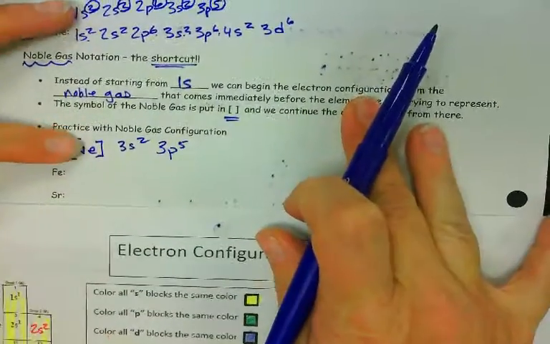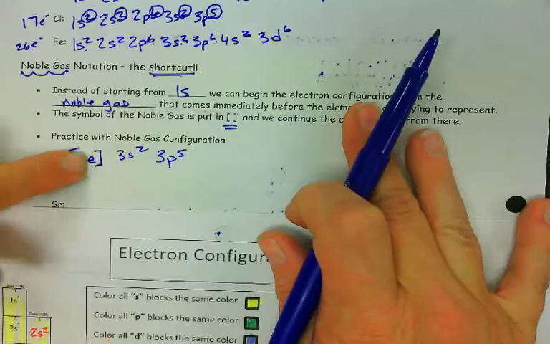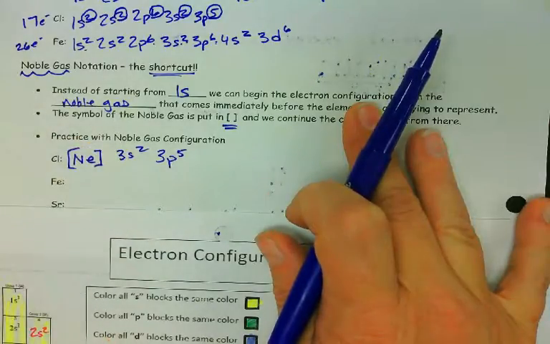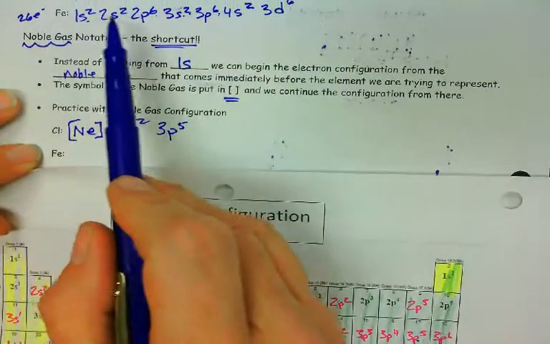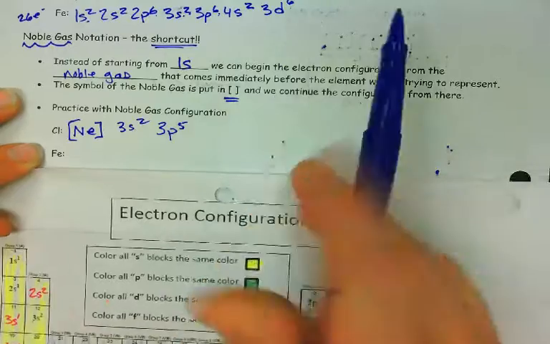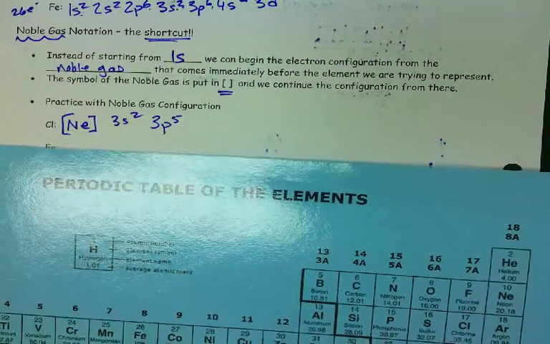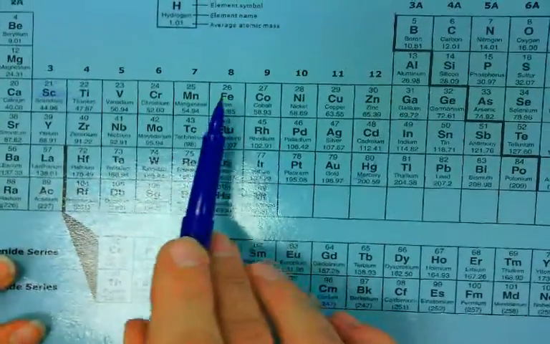You can see the difference between the two. Okay? One's got a lot less writing. So it's basically that shortcut, noble gas, with the stuff that comes after it, to be more specific. So iron was really long. Okay? We had to write all the way across. So we look at iron. You look at your periodic table, figure out where iron's at. Okay? It's in the center in your transition metals.